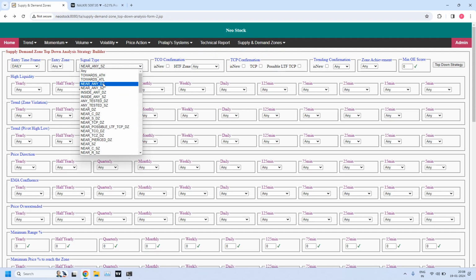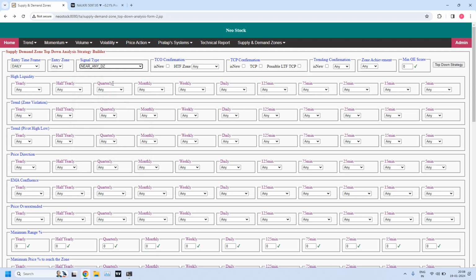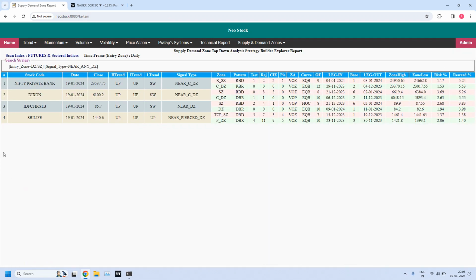Let us find the stocks near daily demand zone. 4 stocks are filtered. Any high liquidity demand zones in this list? Nifty Private Bank is an indices. And Dixon is there. It is already tested once. This is a high liquidity zone. So from the stocks, this is the only one stock we identified, which is near daily high liquidity demand zone.